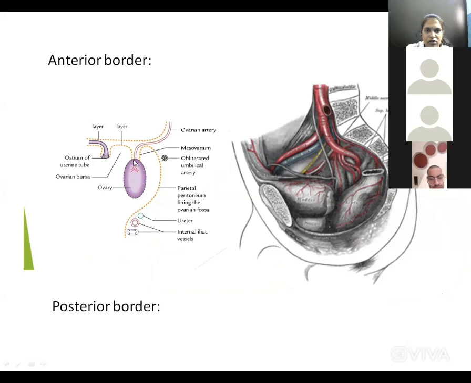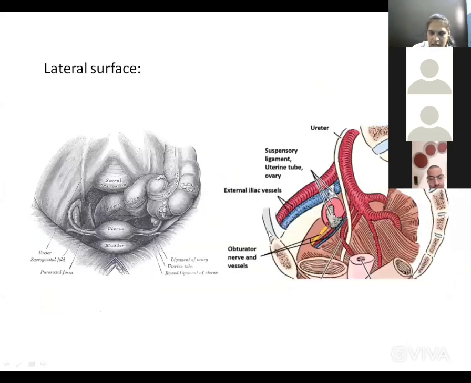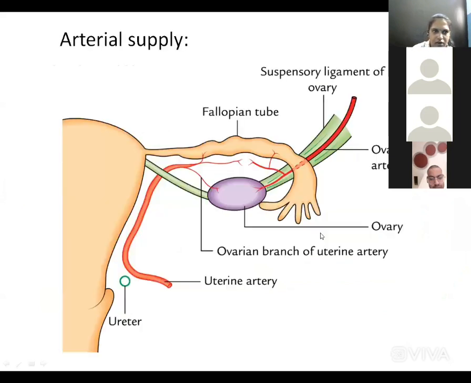Anterior border again mesovarium, hilum and obliterated umbilical artery. Posterior border related with the ureter. Medial surface, there is the ovarian bursa. It is the part of peritoneum. And lateral surface, which is related with the lateral pelvic wall or ovarian fossa, which is separated from it by means of obturator vessels and nerves.